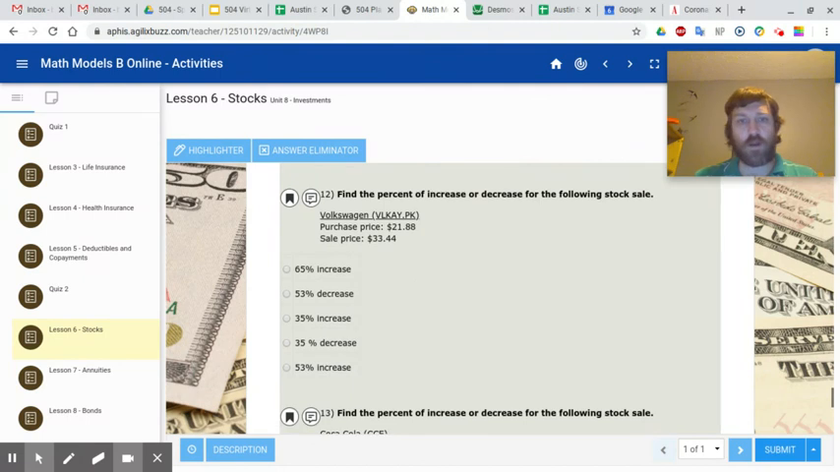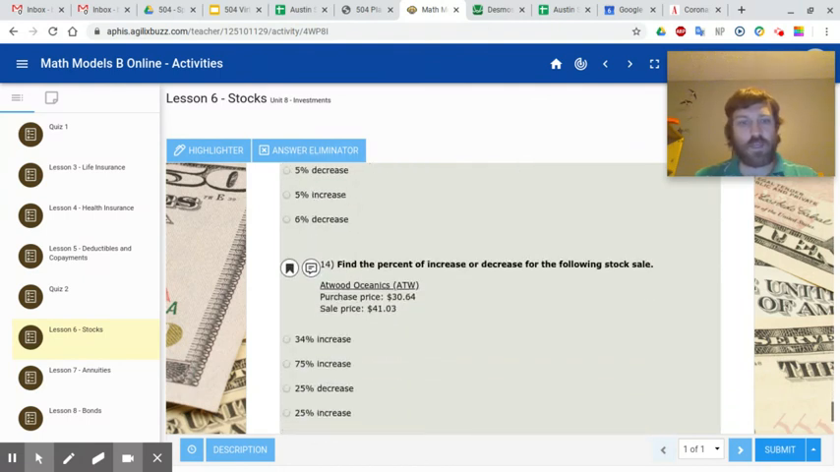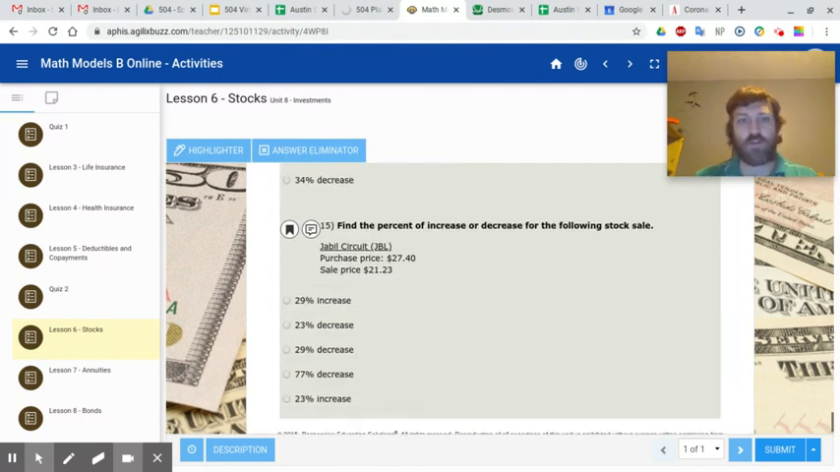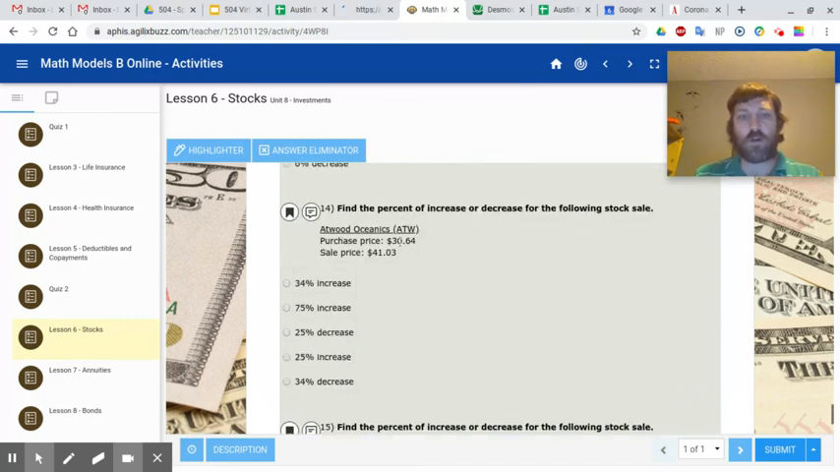Same thing for number 12, same thing for number 13, number 14, number 15. All of these are increase or decrease. Remember, the purchase price being lower means you had an increase. If the sale price is lower, it means you had a decrease, because you bought it at this amount, and then when you sell it, it's either higher or lower than when you bought it. And that's an increase or decrease based on that.